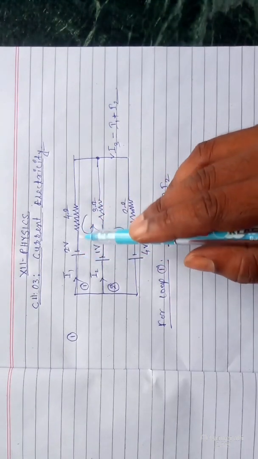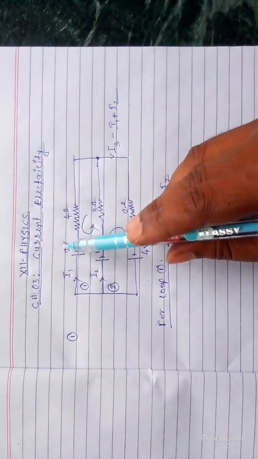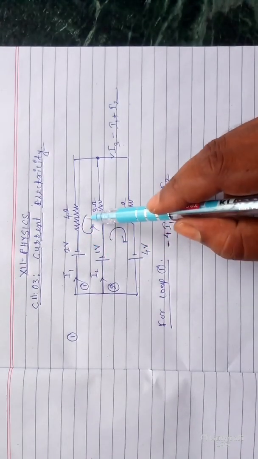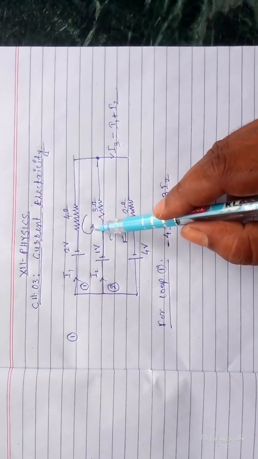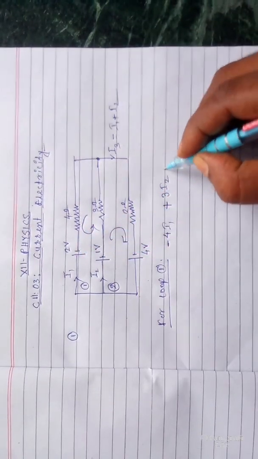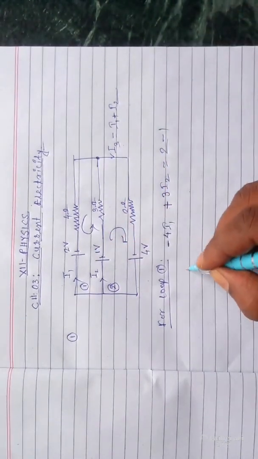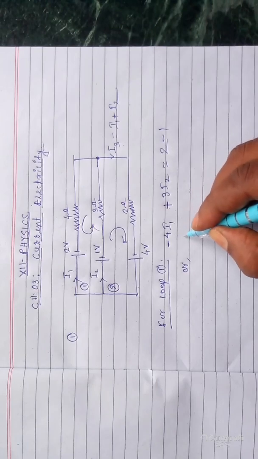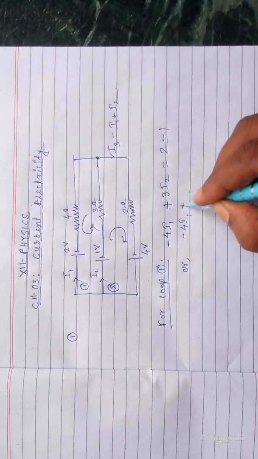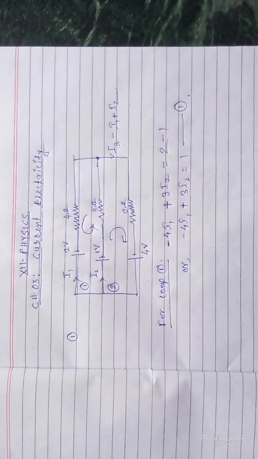Now come to the EMF. This 2 volt will be positive or negative? This 2 volt will be positive and the 1 volt will be negative, as according to our consideration the current is flowing in the anti-clockwise direction. So for 2 volt it will be positive, that is 2, and for the 1 volt it will be negative. So your result is minus 4I1 plus 3I2 is equal to 1. This will be your first expression.